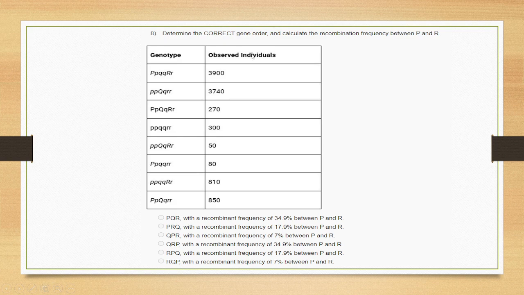determine the correct gene order and calculate the recombination frequency between P and R. So I want to give more time on this question because it's a big concept. So first you try to solve by yourself and just write a little bit how you have solved it, and then I'll tell you how to actually solve this question. But first try yourself. If you have studied genetics, I think you will be able to answer this question.